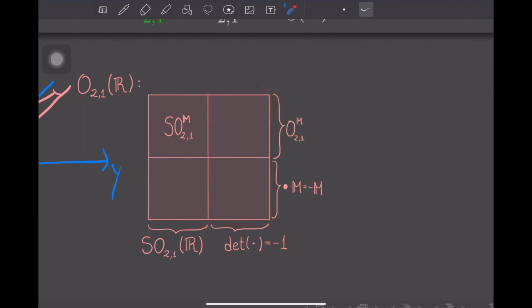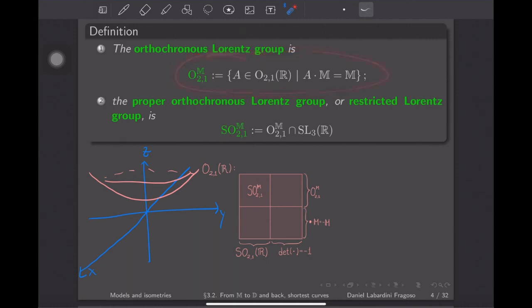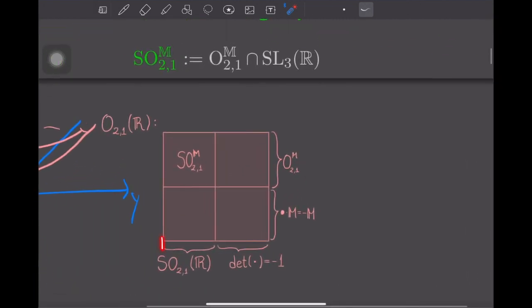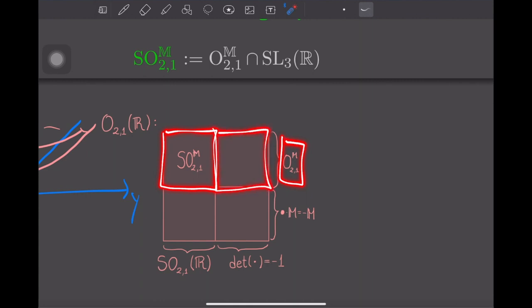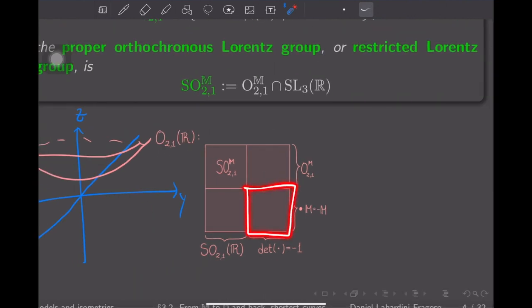Okay, and then among those that have determinant 1, as we have seen, having determinant 1 does not suffice in order to preserve the upper sheet of the hyperboloid. So we have those that do and those that don't, right? Those that do, but here, I said determinant 1, right? So those that do with determinant 1, and then those that preserve but don't have determinant 1, right? And then those that don't preserve and have determinant -1, right?